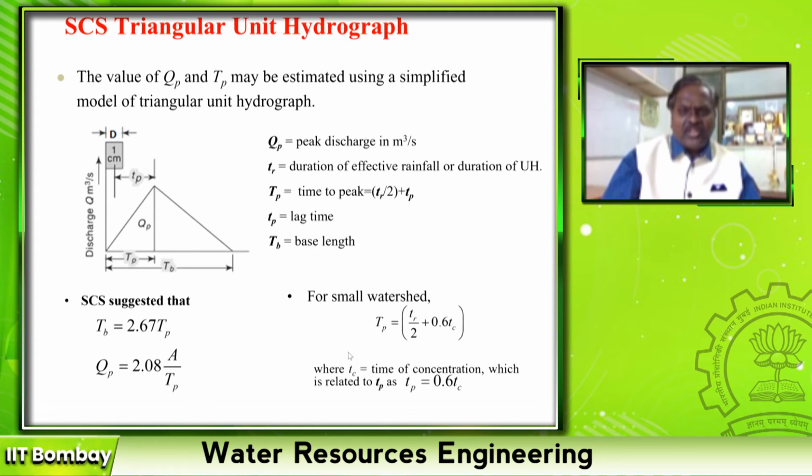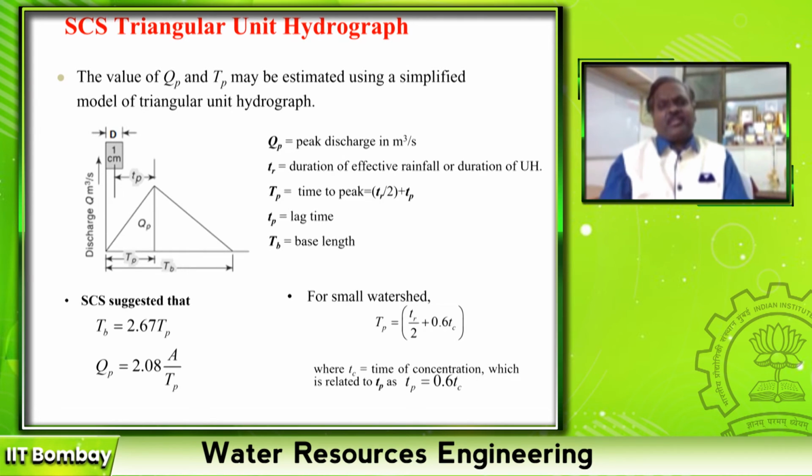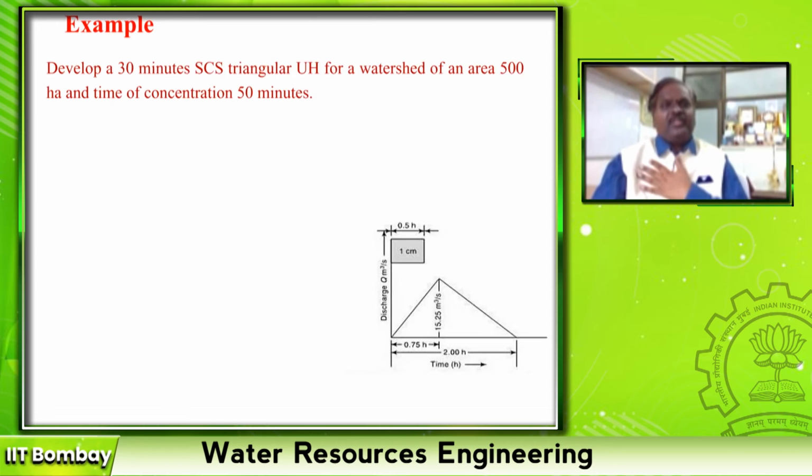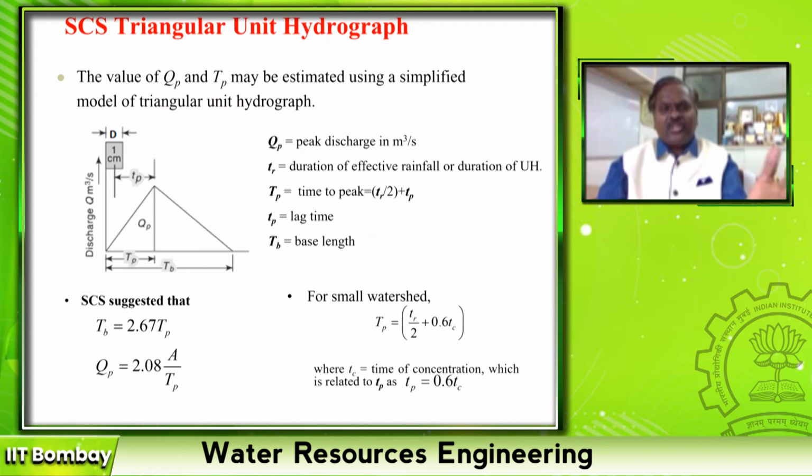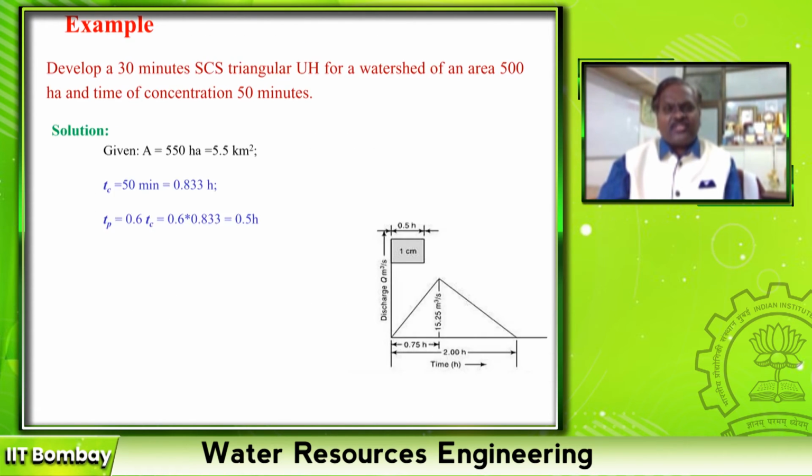For small watershed, time to peak is also given as half of the rainfall duration plus 0.6 times the time of concentration. Right? I'm just giving an example. Develop a 30 minutes SCS triangular unit hydrograph for a watershed of an area of 50 hectares and time of concentration is 50 minutes. It is direct substitution into these equations.